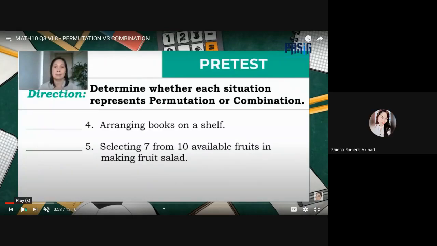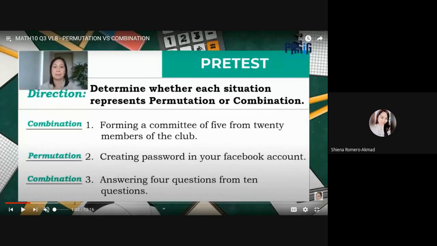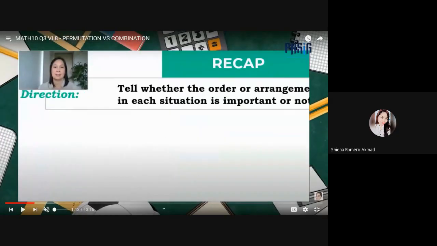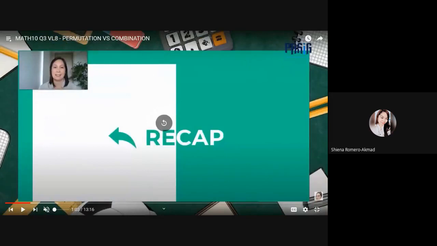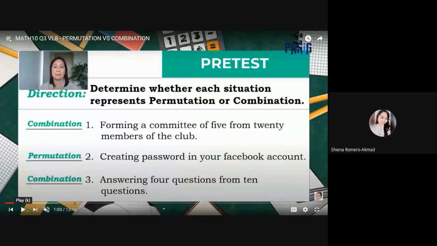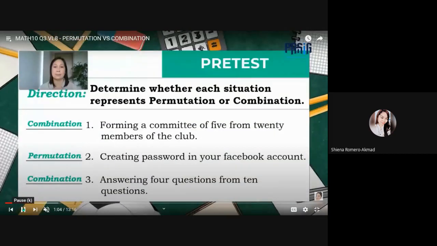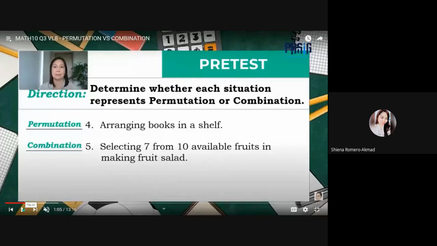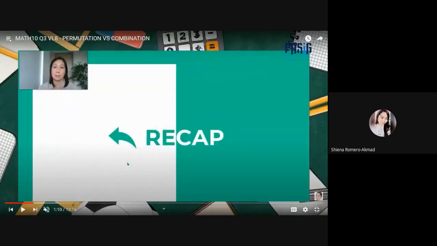Number 5, selecting 7 from 10 available fruits in making fruit salad. Combination. Okay? Balikan natin yung answer ng 4, 5. So 4 is permutation and 5 is combination.